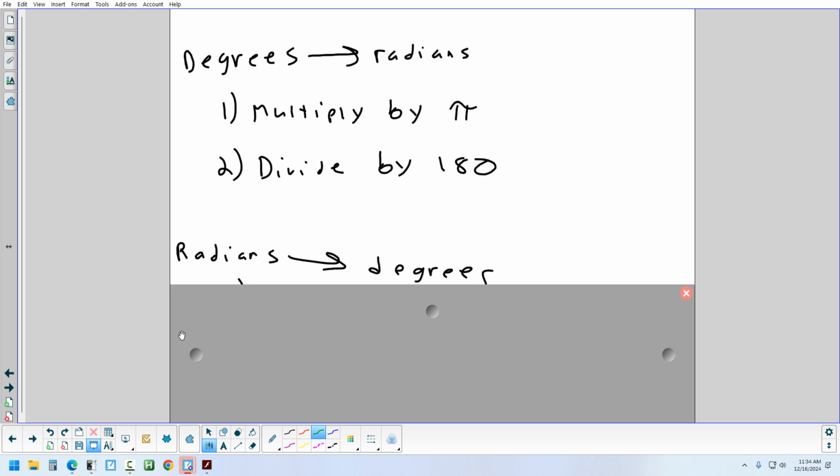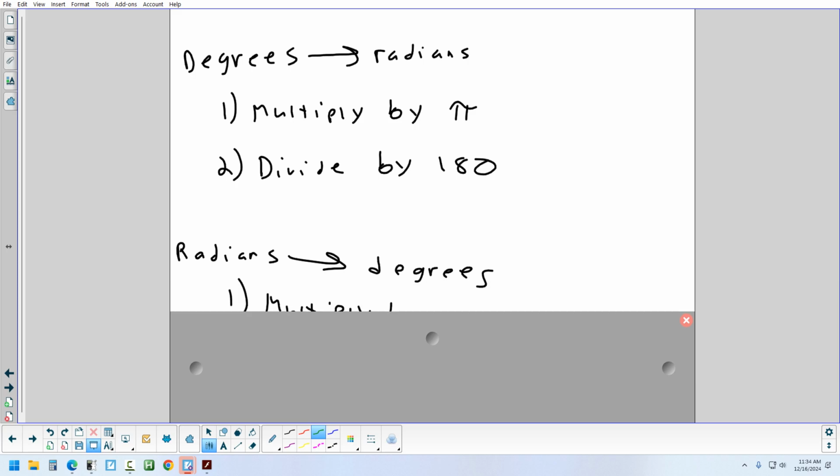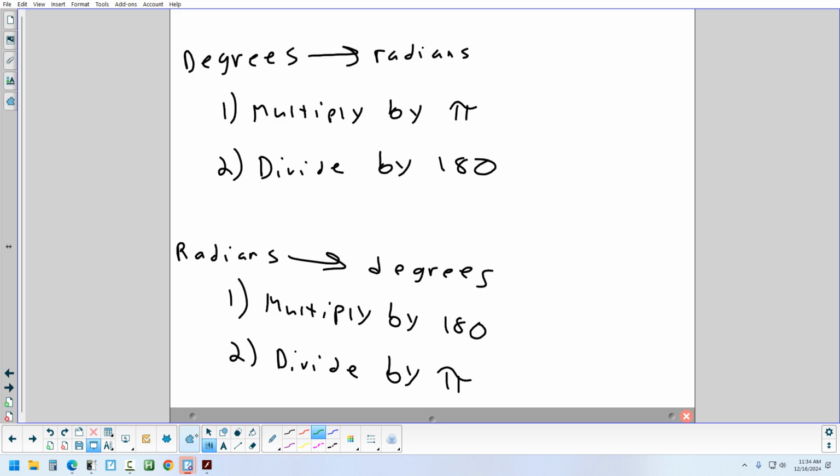Now, converting the other way is very similar. In fact, it's so similar, sometimes you can mix this up. Anybody have a guess on how you can convert back? Multiply by 180. Yep. And divide by pi. It's the reverse.